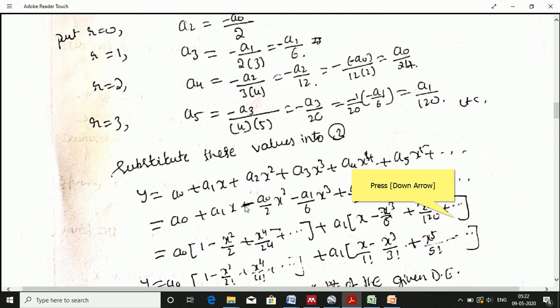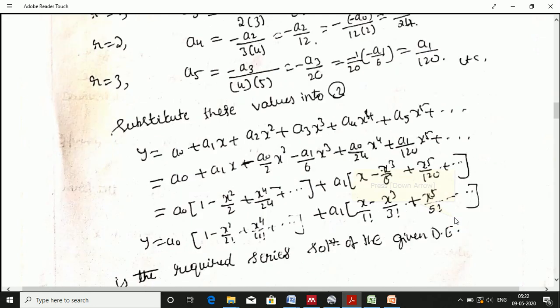a0. If I take that outside, in the first term it is 1, in the third term it is minus x square by 2, and in the fifth term it is x power 4 by 24 plus dot dot dot. Plus a1 as common: x, and here minus x cube by 6, and here plus x power 5 by 120 plus dot dot dot.